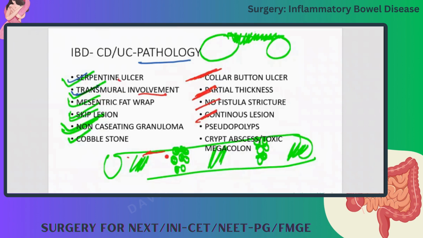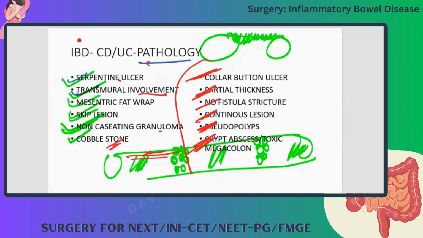No, it is not a skip or kangaroo lesion. There is formation of pseudopolyps. Here there is formation of granuloma. Here there is formation of pseudopolyps. Instead of cobblestones, there is crypt abscess or toxic megacolon here.